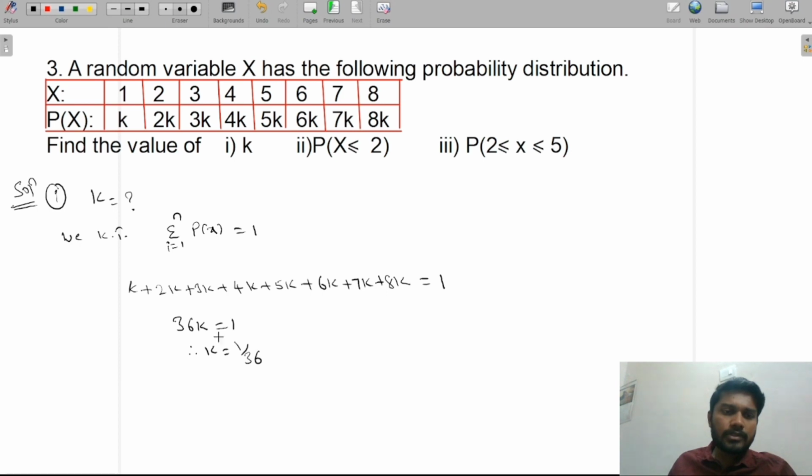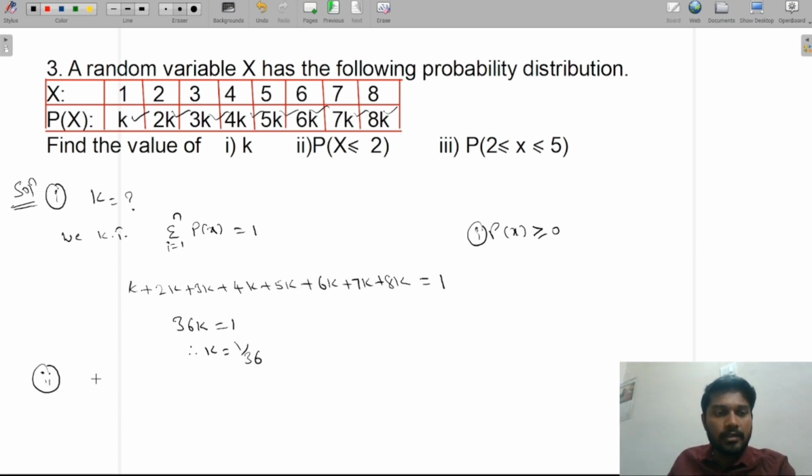If I substitute this k value in these probabilities, will I get p of x greater than or equal to 0? Will I satisfy this condition or not? Yes, we can satisfy this condition. Yes or no? And this is the first property of a discrete random variable. Okay, so now coming to the second question.